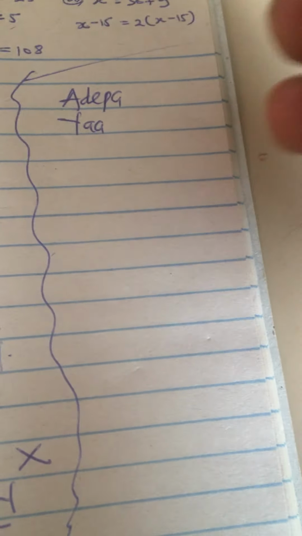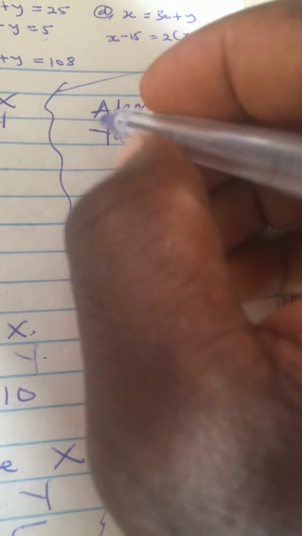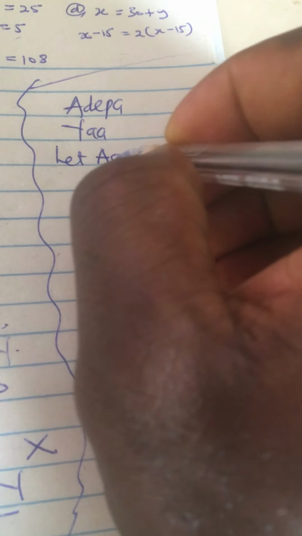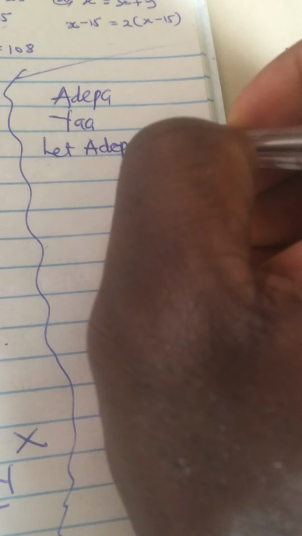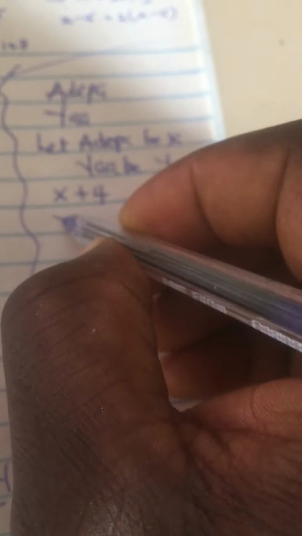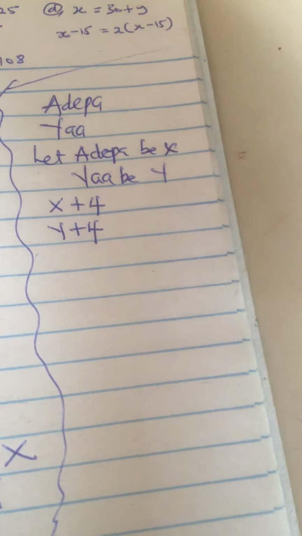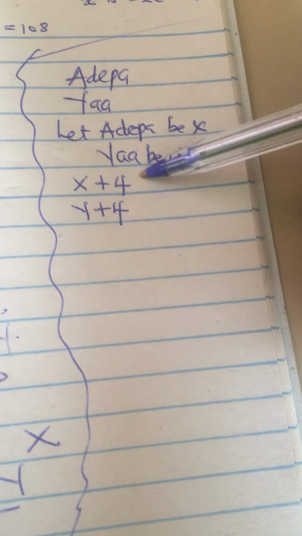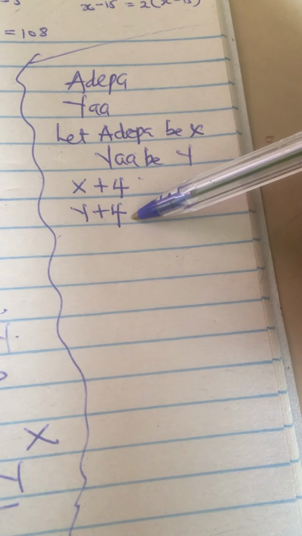So it will be plus. So in 4 years' time, just as we usually do, let Adepa be X and Ya be Y, right? So in 4 years' time, Adepa will be X plus 4, Ya will be Y plus 4. Do you understand? Good. In 4 years' time, Adepa will be X plus 4, Ya will be Y plus 4.